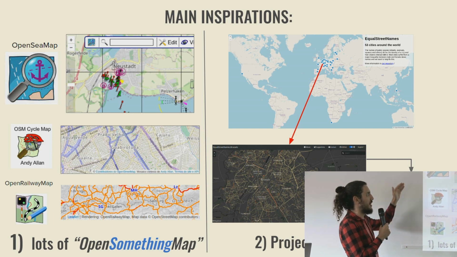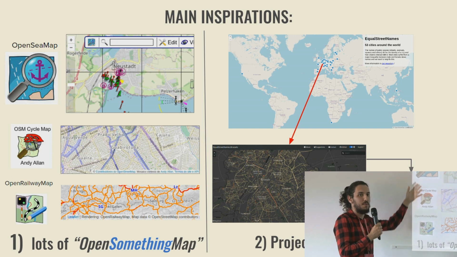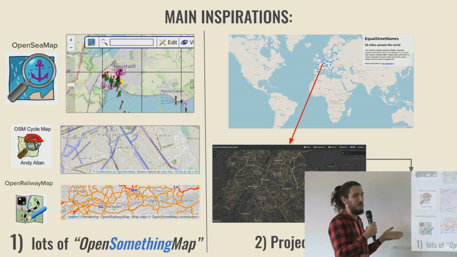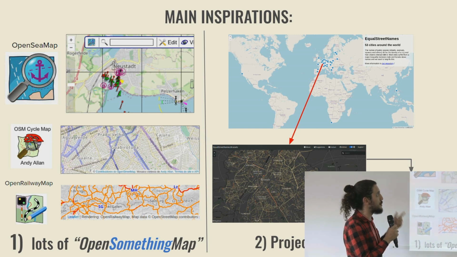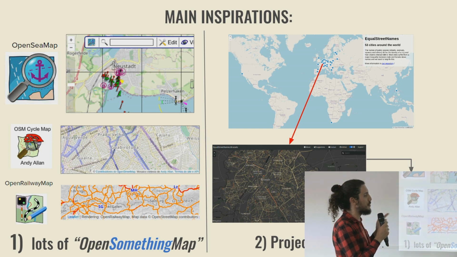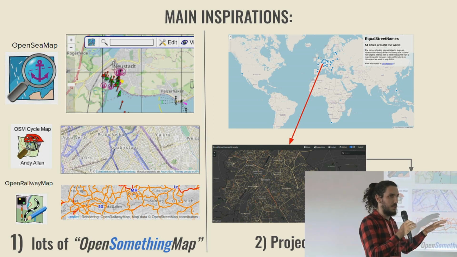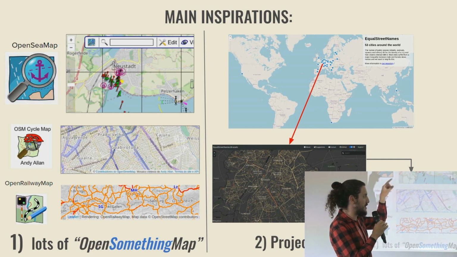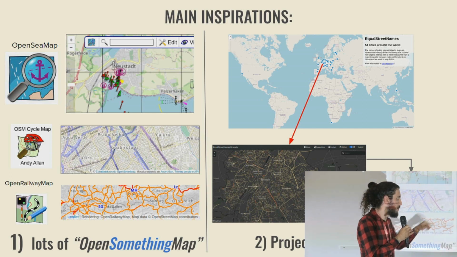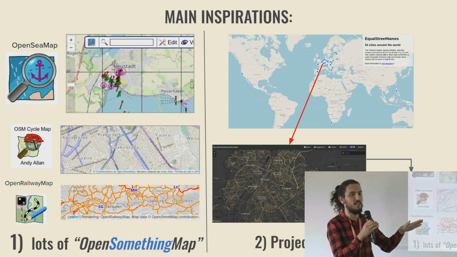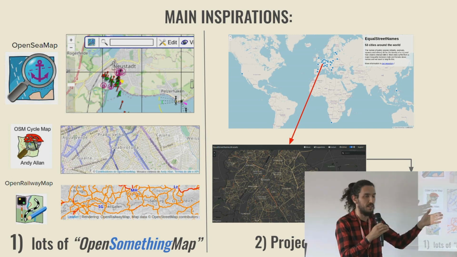There were many inspirations to create this project. The first one is these flavors of OpenStreetMap. That was the first idea, like OpenStreetMap, OpenSidewalkMap, OpenCycleMap, and Open Railway Map. And there's this project named Equal Streets Names, that is also a modular project where each city gets a module, and it has statistics about the gender of the names of streets. It's a very interesting project.